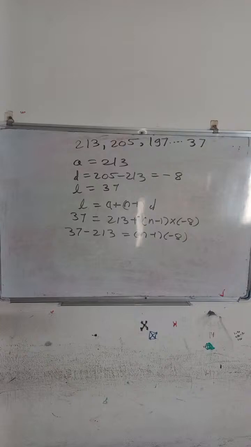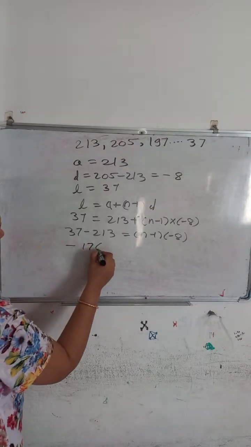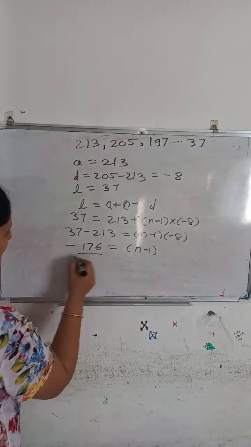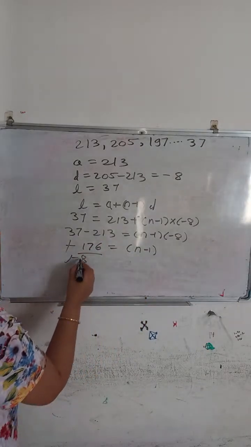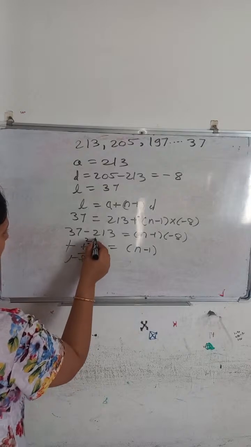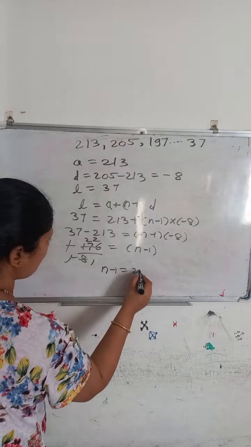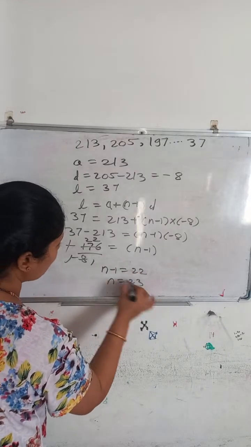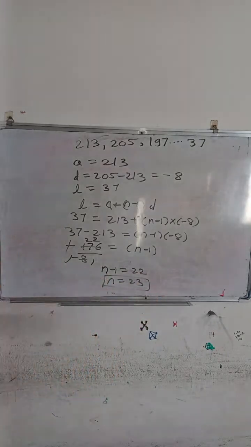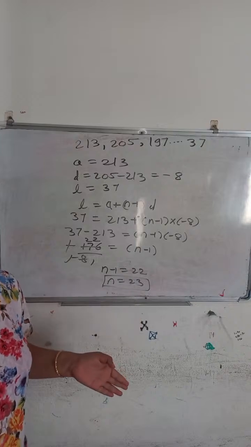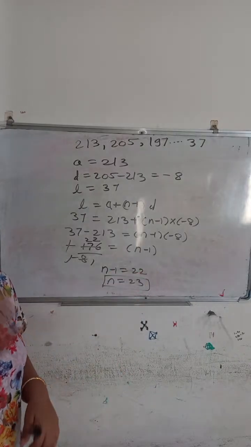So it comes to minus 176 equals (n minus 1) into minus 8. This minus 8 I will transpose here, the minus signs cancel, and 8 twos are 16. So n minus 1 is equal to 22 and n is equal to 23. See, I got n equal to 23, which is an odd number. We can't take the middle term as 23 by 2, because we will not get a whole-number term.